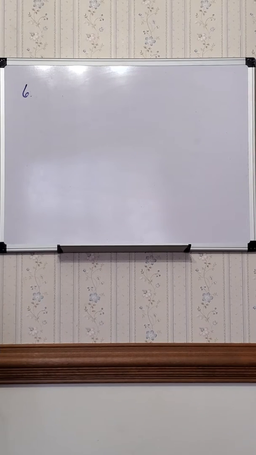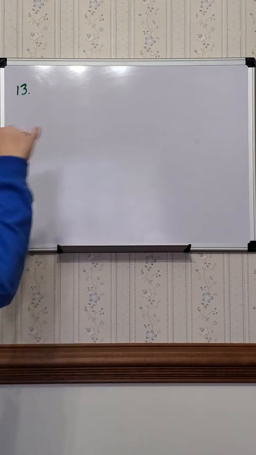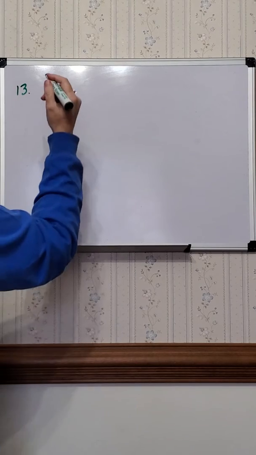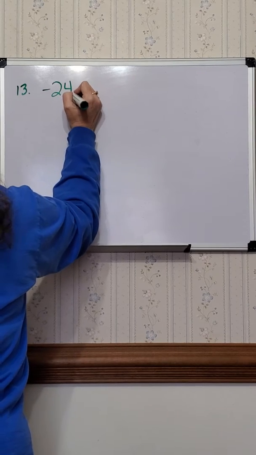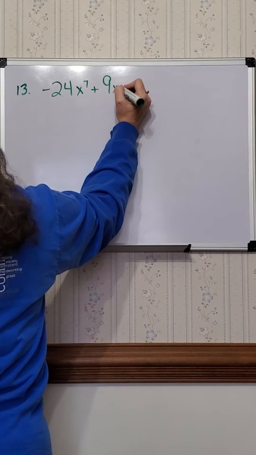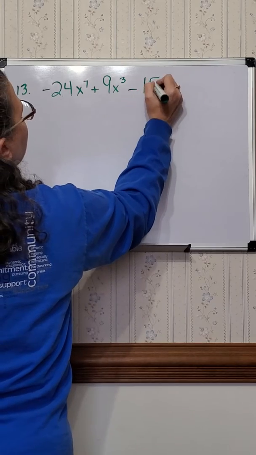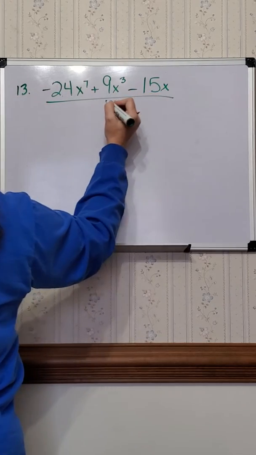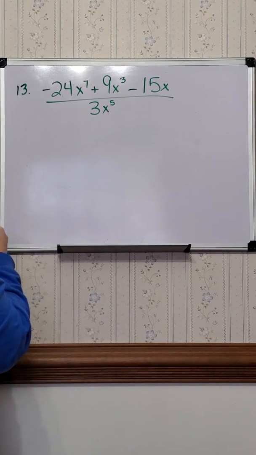Let's look at 13. In number 13, we have some things that change around a little bit. Remember before, some stayed on top and some stayed on bottom when we were dividing? Well, we're going to have that now too. So we've got negative 24x to the 7th plus 9x to the 3rd minus 15x. And we're dividing all of this by 3x to the 5th power.